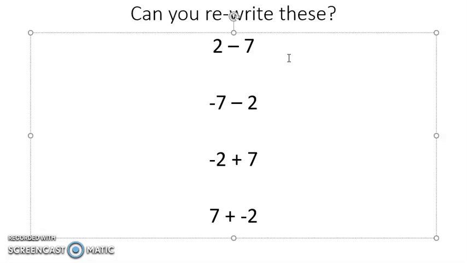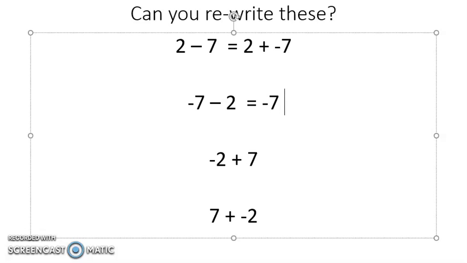Okay, now that you had a chance to do it, let's see how you did. 2 minus 7 is 2 plus -7. -7 minus 2 is -7 plus -2. Guess what? This one is already an addition problem. You don't have to change it to an addition problem. It already is. This one is also already an addition problem, so we're just going to leave it alone.